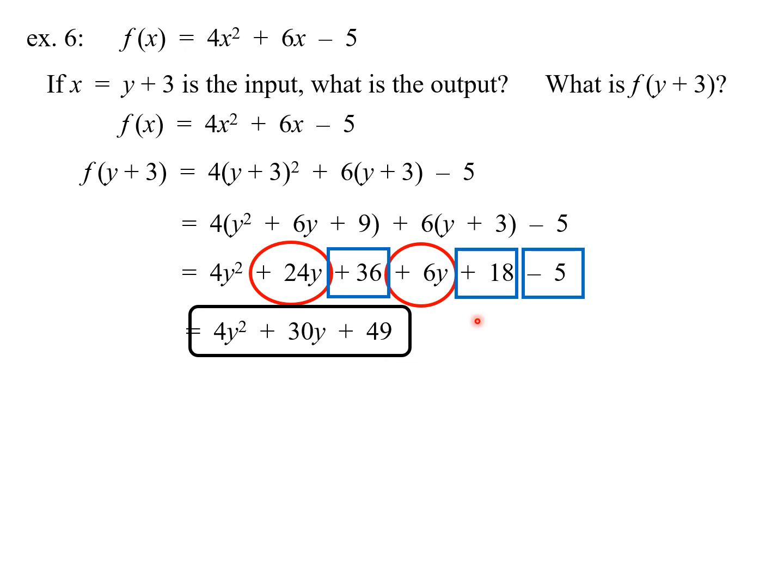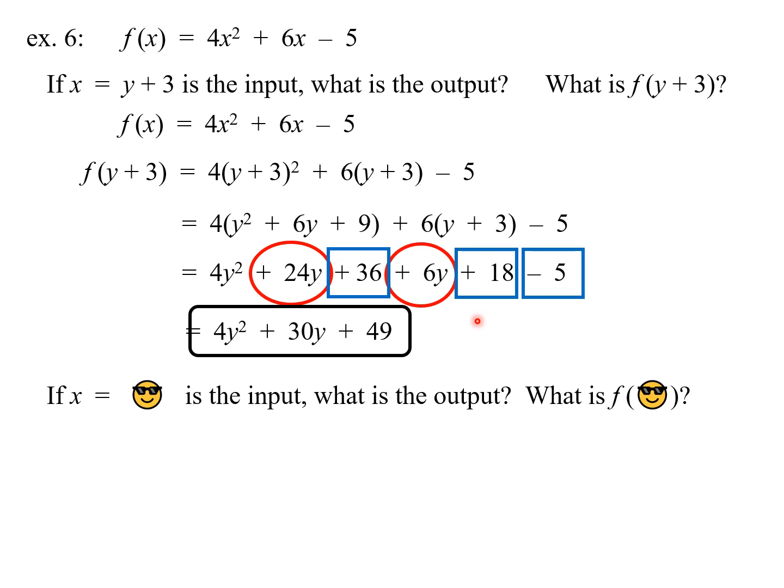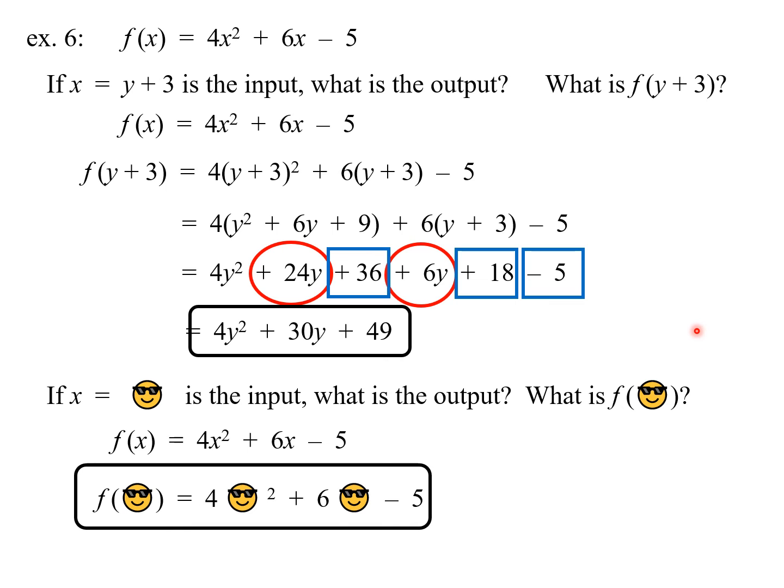And as a final example using this function, what if smiley face is the input? What is f of smiley face? Once again, just plug in smiley face, and that's what you get. And you're done. So take whatever the input is and insert it into the function, f of x or g of x or whatever.